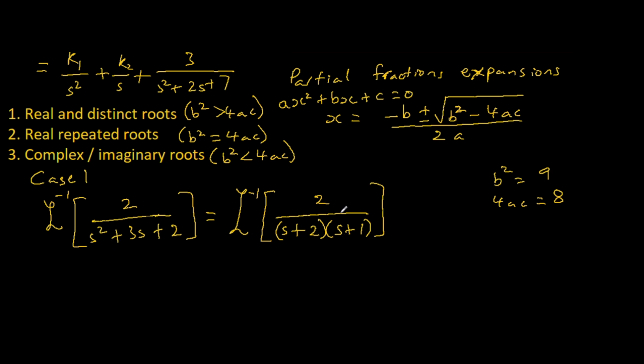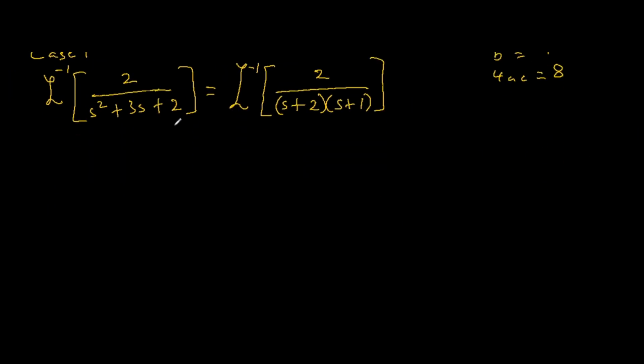Okay, but having said that, we know we're in a case 1 situation. So what we have is this over here. Now, if we have a case 1 situation, then this expression is what we are now trying to find the inverse Laplace transform of: 2 over (s plus 2)(s plus 1).